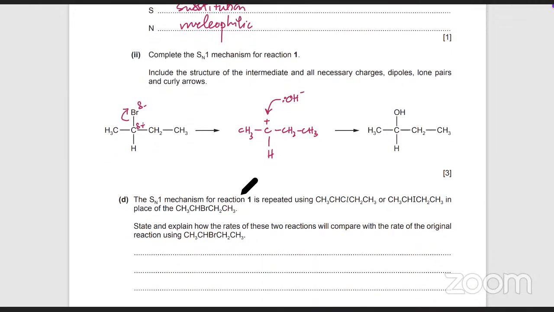So the SN1 mechanism for reaction 1 is repeated using a chloroalkane and an iodoalkane instead of bromoalkane. So state and explain the rate of these two. Which one would have the faster nucleophilic reaction? Chloroalkane, iodoalkane, or bromoalkane? किसका fastest होगा?